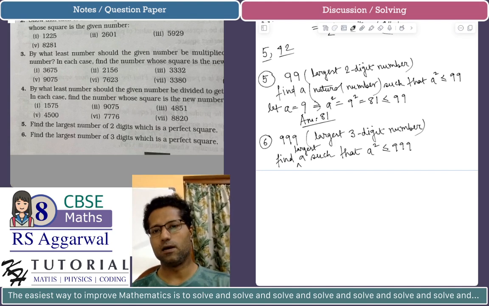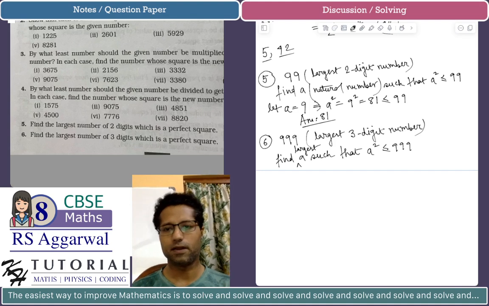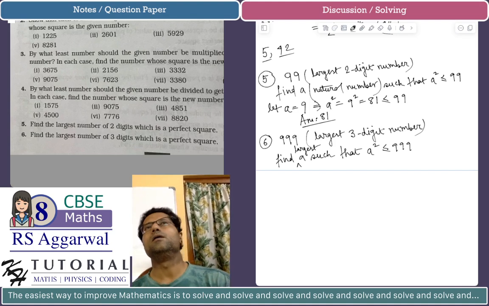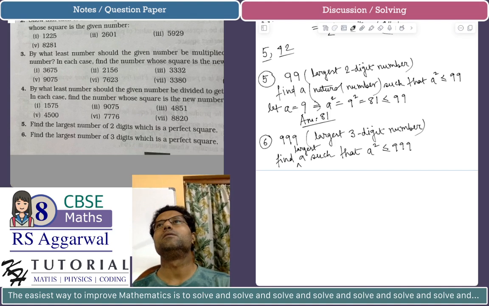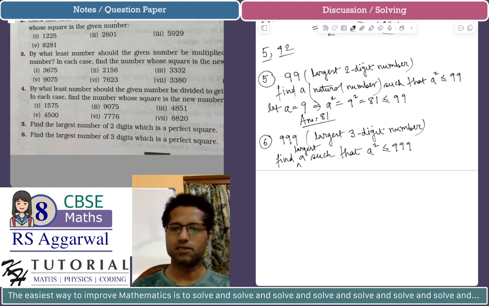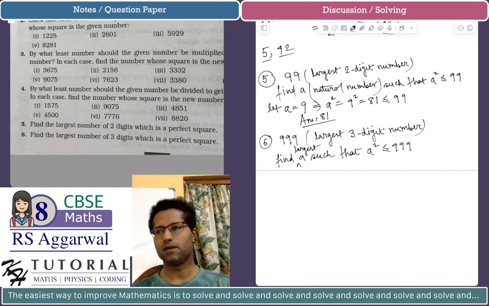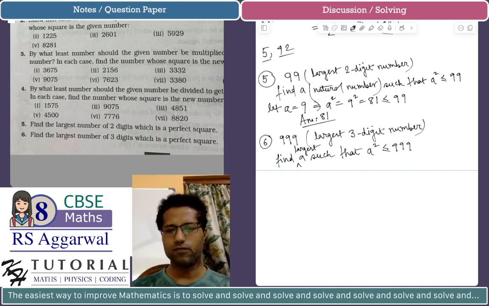How many digits can a have? Can it be 3 digits? No. If it is 100, then 100 into 100 is becoming 5 digits. So can it be even 2 digits? Let's say the least 2-digit number is 10. 10 into 10 is 100. Okay, so 10 can be. Can it be 20? So you have to find this way.